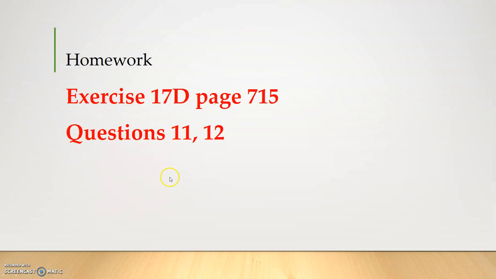So based on this tutorial, on the examples that we've looked at, I want you to now complete exercise 17D on page 715 of your textbook and look at questions 11 and 12. These two questions are looking at calculating the three different confidence intervals that we've looked at and comparing them.